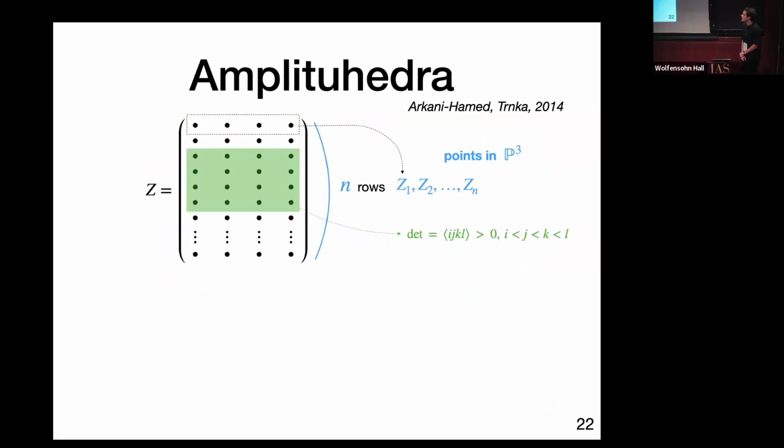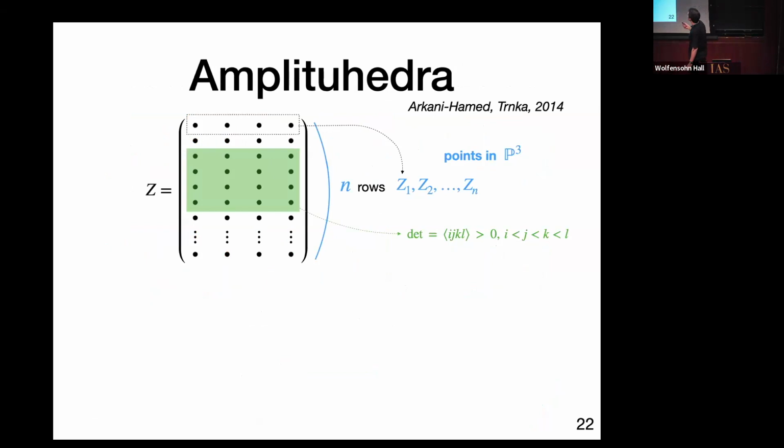Okay. Final topic is Amplituhedra. So the Amplituhedron goes back to Arkani-Hamed and Trnka in 2014. The data defining an Amplituhedron, we've heard this, is a matrix Z. So in my talk, this is going to be an n times 4 matrix.